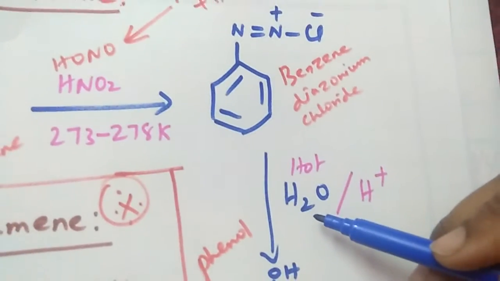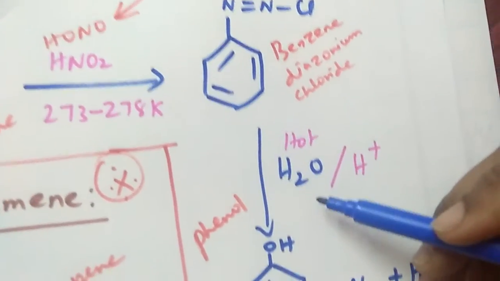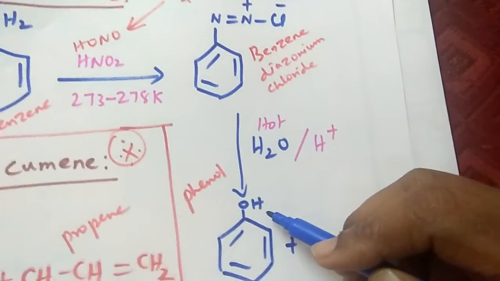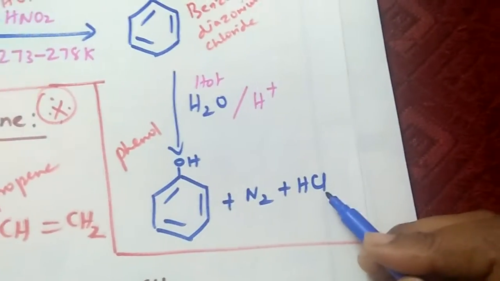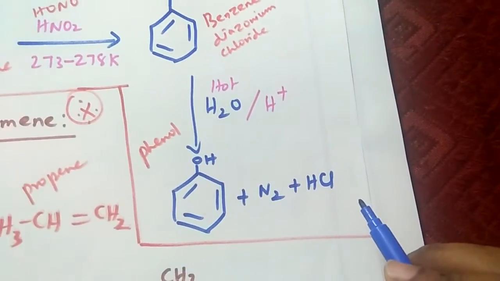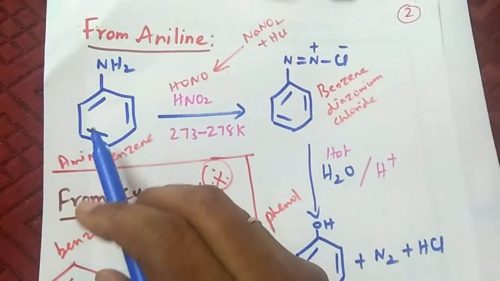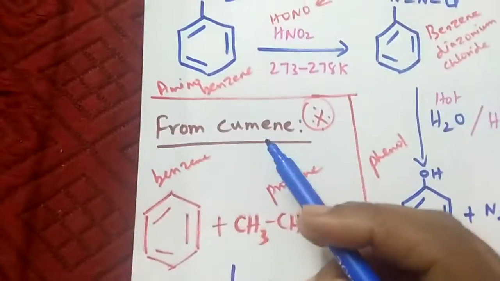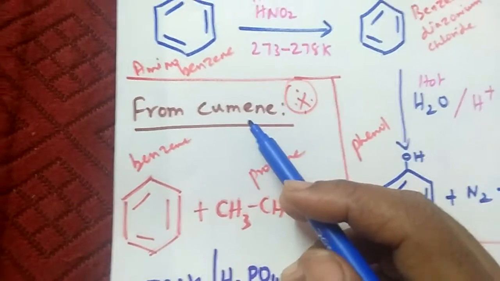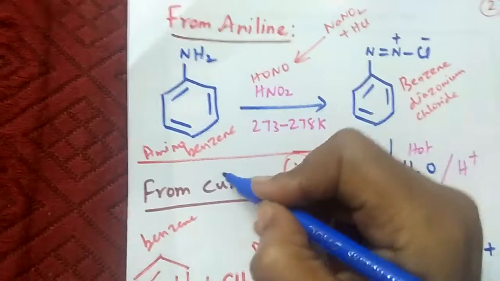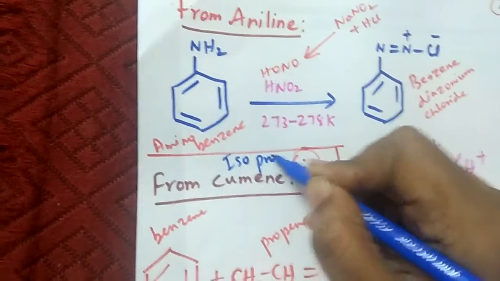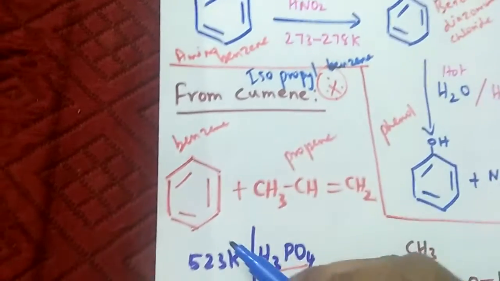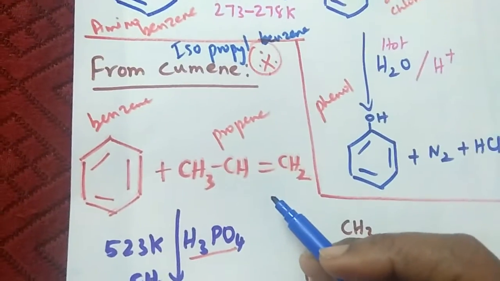When it is treated with hot acidified water, this N double bond N Cl is displaced by OH, nitrogen gas is released and HCl is formed. Do you understand? This is how phenol is prepared from aniline. Then the preparation of phenol from cumene. I already told you cumene is isopropyl benzene. First, cumene is prepared from benzene by treating it with propene.